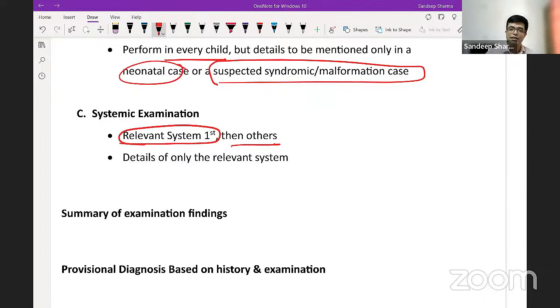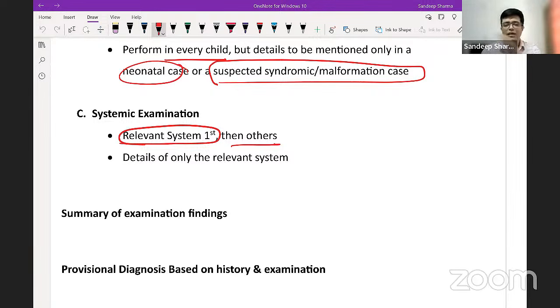Thinking of a cardiac case and you start doing CNS examination, that is wrong. So first, a relevant system needs to be discussed in detail: inspection, palpation, percussion, auscultation. Finish it off. Then you move to the next system. If the other systems are not relevant, simply say in a cardiovascular case, other examination findings were normal. Remaining systems like respiratory, GIT, or per abdomen examination, CNS examination, musculoskeletal examination were within normal limits.